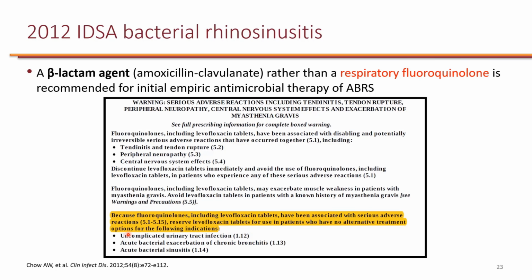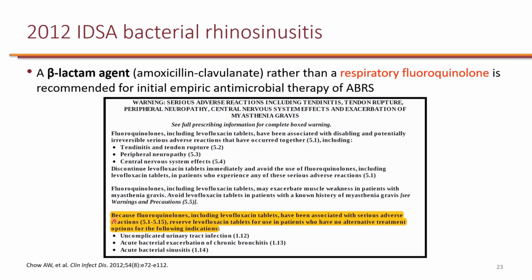Now, the guideline says that beta-lactam agents are preferred over respiratory fluoroquinolones for initial empiric antimicrobial therapy. And that's a very good recommendation. As we know, respiratory fluoroquinolones are more likely to cause collateral damage. And also, in 2016, the FDA added to the black box warning for fluoroquinolones. So this is from the levofloxacin package insert, where the black box warning is serious adverse reactions, including tendinitis, tendon rupture, peripheral neuropathy, and central nervous system effects.